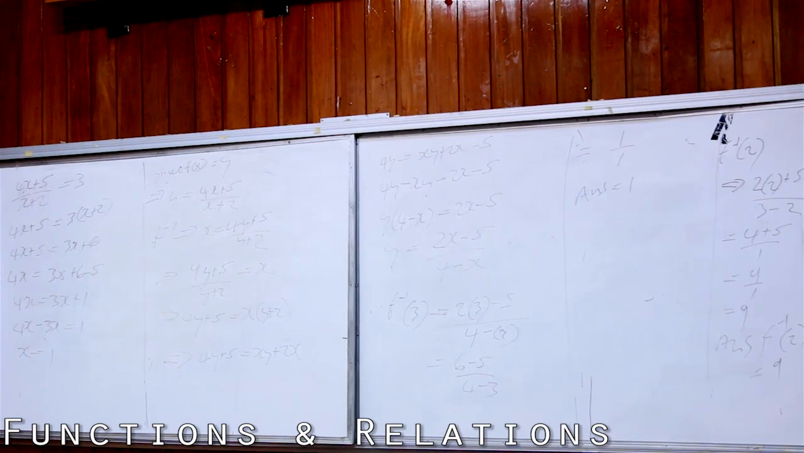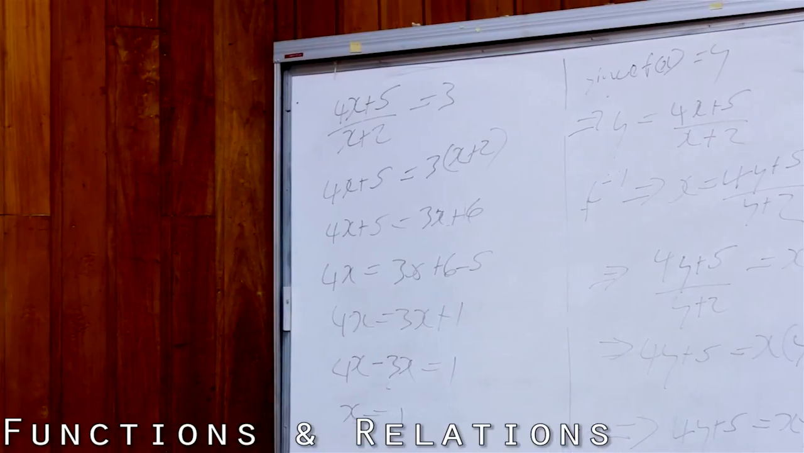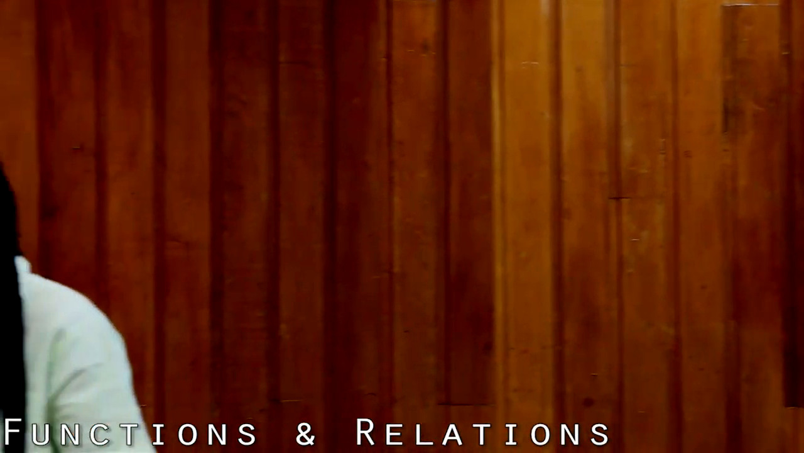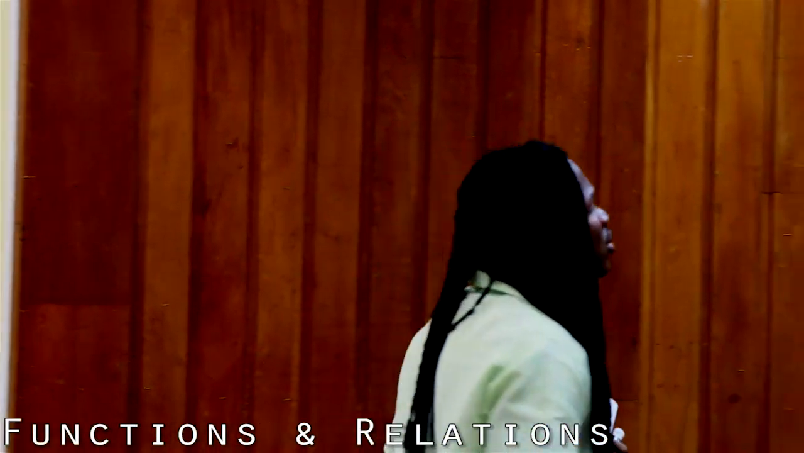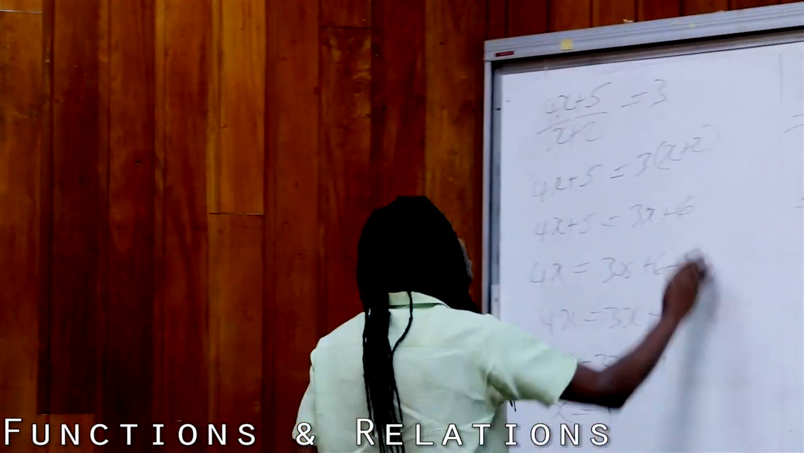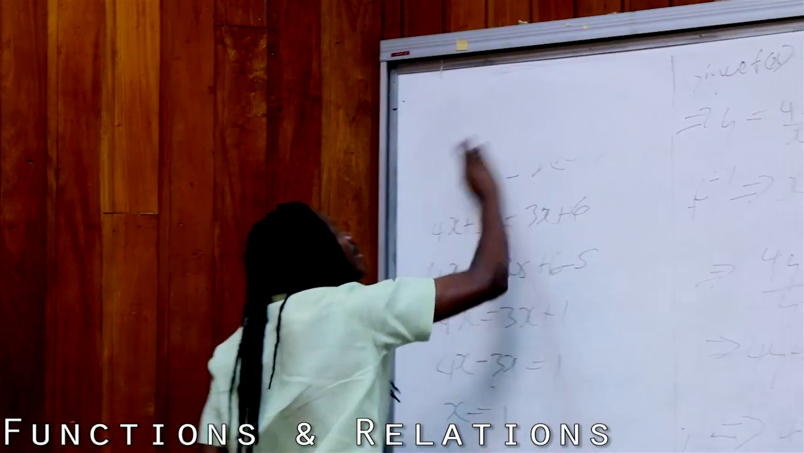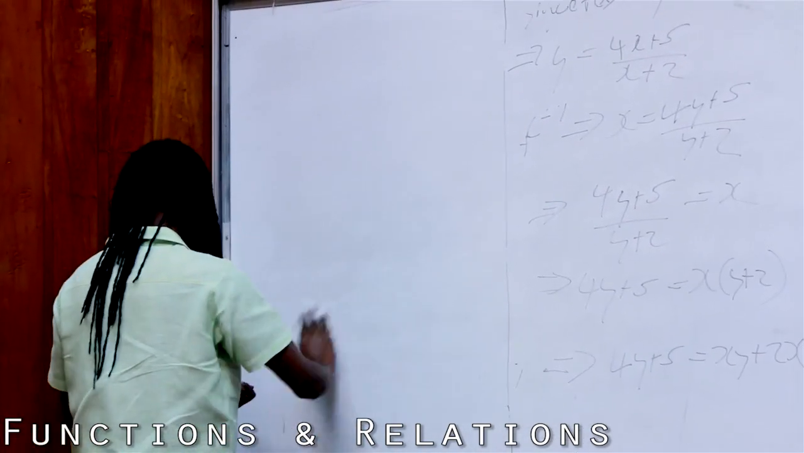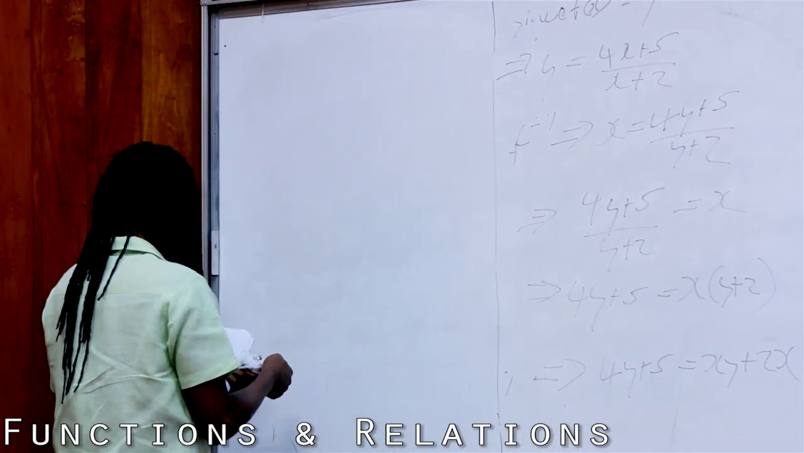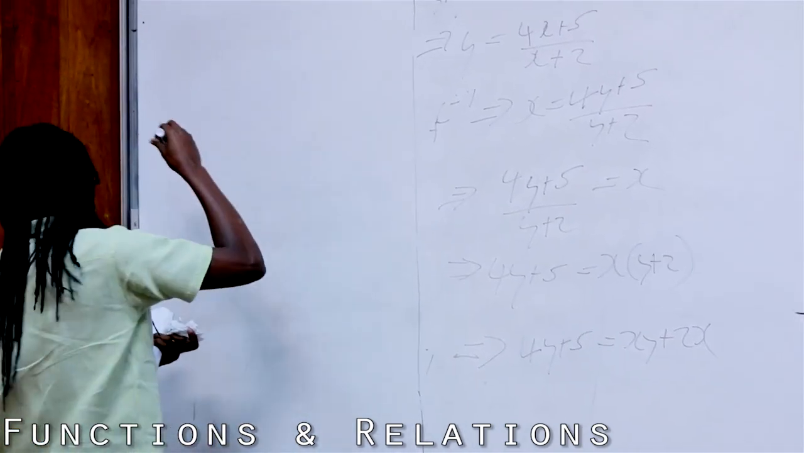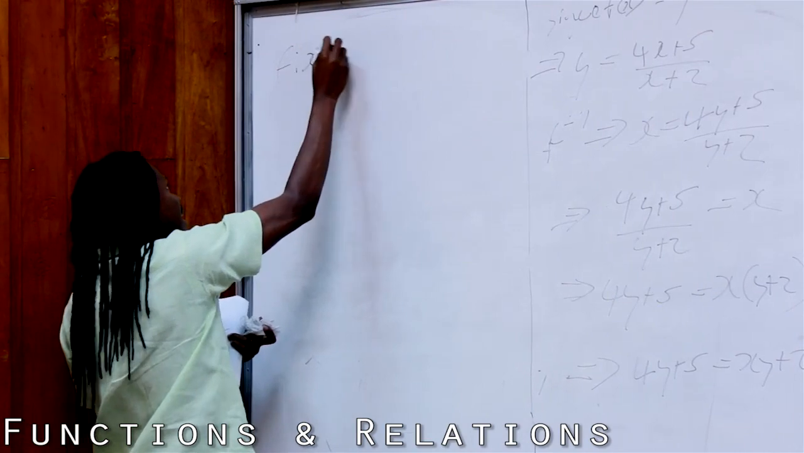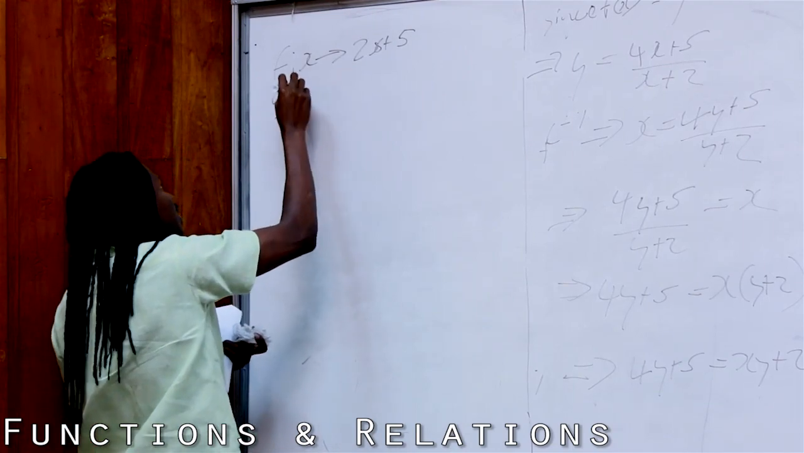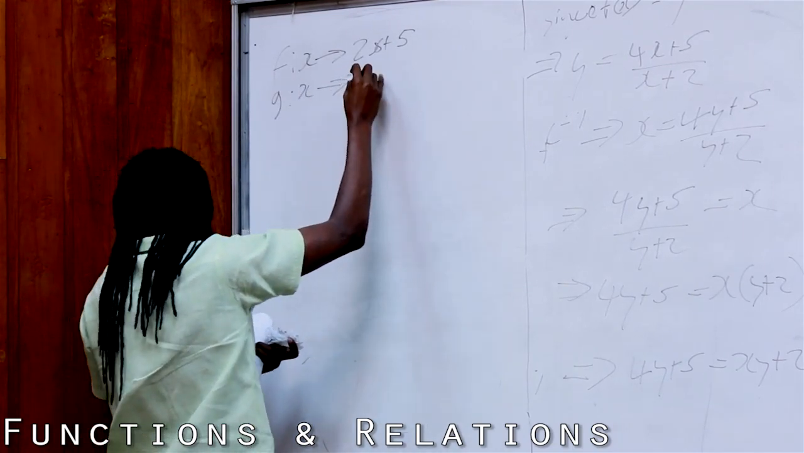Everybody see that? Composite function is the combination of two functions. Very, very simple. It is so simple. Give me two functions. f(x) is mapped onto 2x plus 5 and g(x) is mapped onto half x.